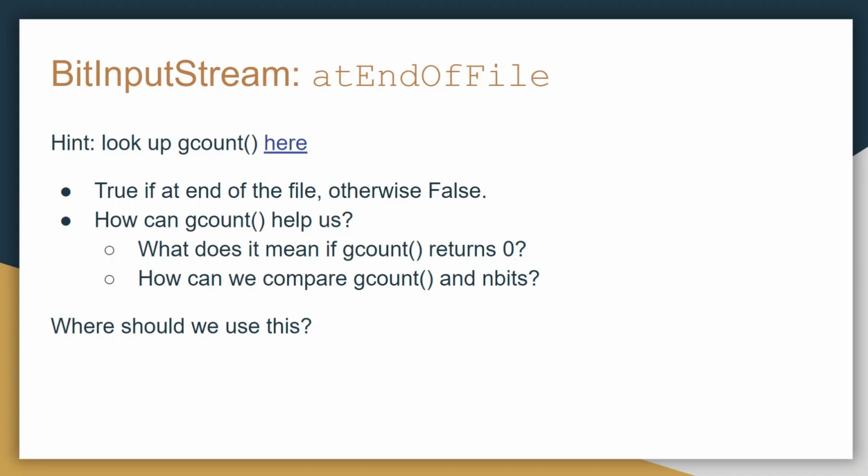All right. So for BitInputStream at end of file, you should look into gcount. There's a little bit of a link there. So this should return true if you're at the end of the file, otherwise false. So how can gcount help us? What does it mean if gcount returns 0? And how can we compare gcount and bits? So where should we use this end of file? In read bit.